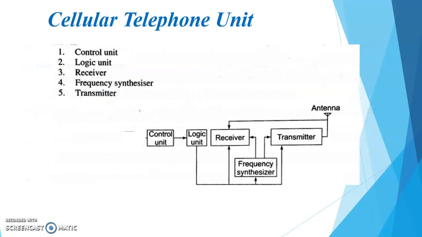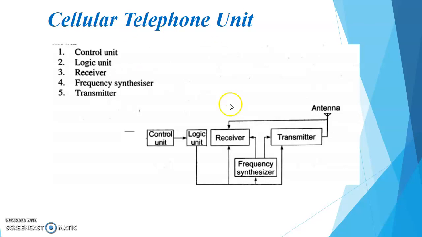Like that, this is one type of operation of a mobile phone, that is, the cellular telephone unit. Here you can see the five parts: one is the control unit, logic unit, receiver, frequency synthesizer and the transmitter. Before this control unit, you will have one major block, that is, the radio unit, or the mobile phone. This is the block diagram of the cellular mobile radio unit.